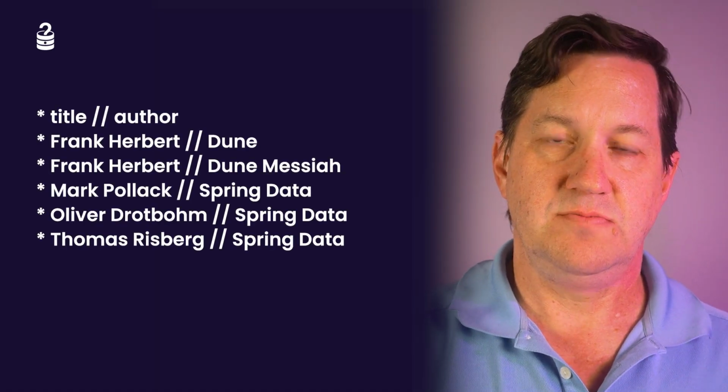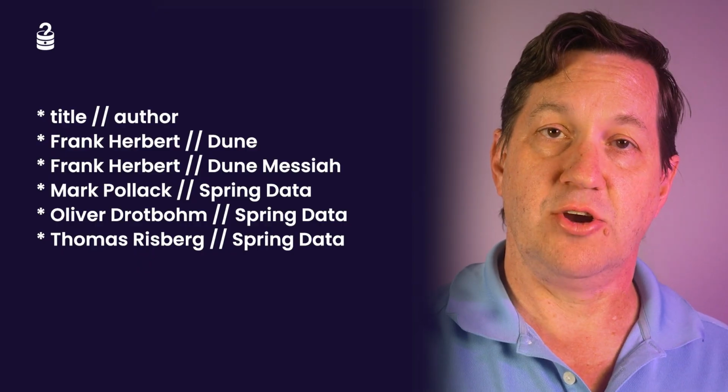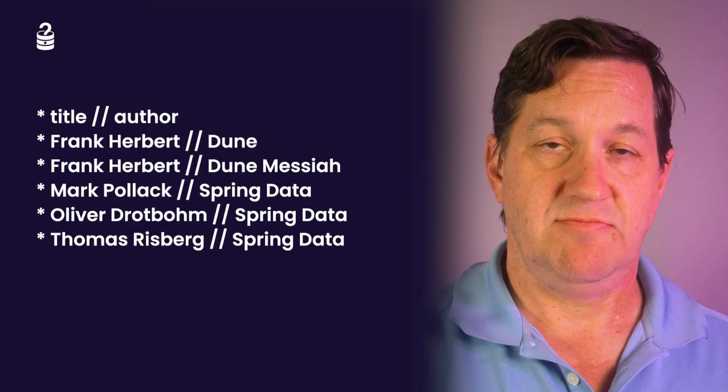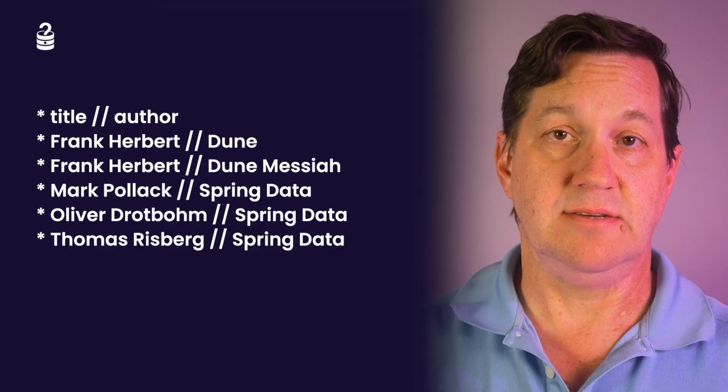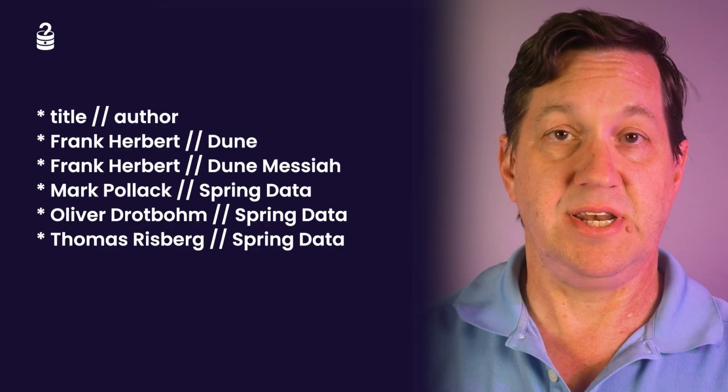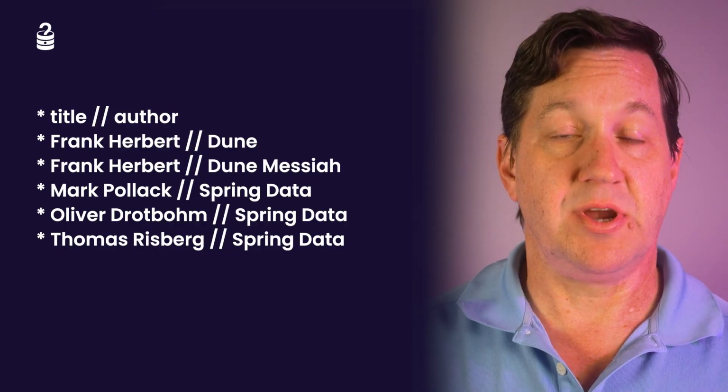If all we had was a single table with infinite rows and columns, we could model our library system kind of like this: title, author. Frank Herbert, Dune. Frank Herbert, Dune Messiah. Mark Pollack, Spring Data. Oliver Gierke, Spring Data. Thomas Risberg, Spring Data. Well, that's pretty straightforward in capturing all the information at hand. We have every book's title, and we have every author's name. And we can also see how each author is related to each book.